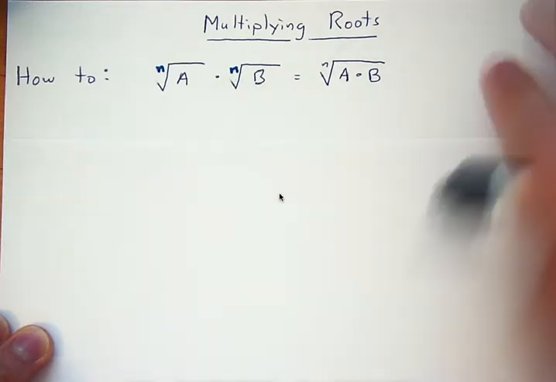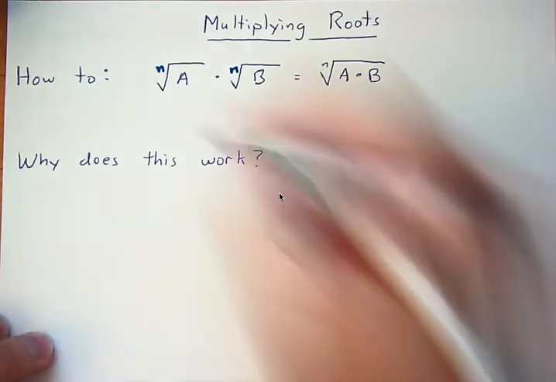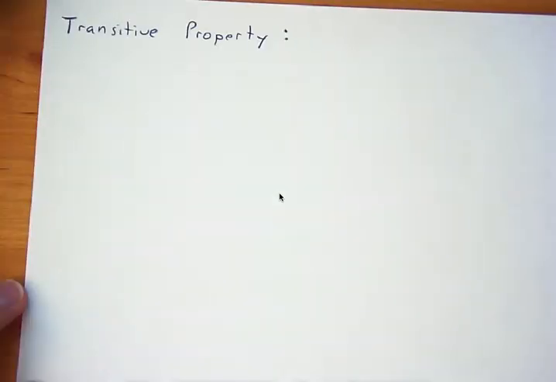Okay, so I want to explain why does this work? Why does this property work? In order to explain why that property works, I'm going to end up using the transitive property.